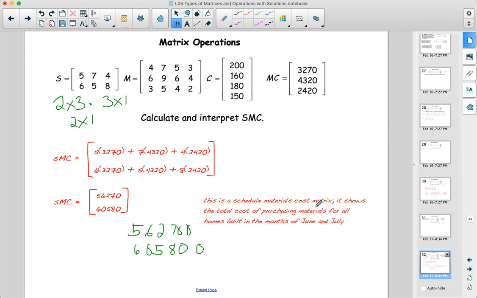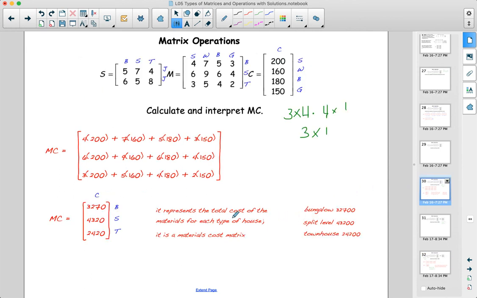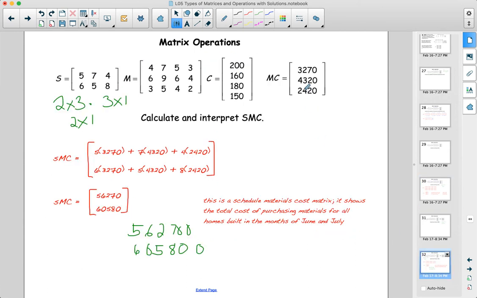Now, how would I describe this? This would be a schedule materials cost matrix. What it's going to do, it's going to show the total cost of purchasing materials for all of the homes that we're building in the month of June and July. So remember what this is doing for me here. This matrix, we said, is, just jump back here to show you, it's giving us the total cost for each house. So the total cost of bungalows, split levels, townhouses.